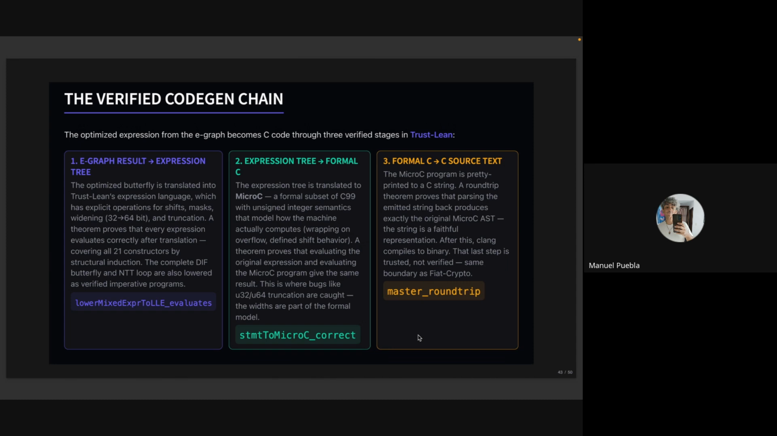So the optimized code that an eGraph produces is then translated into something that has to do with low-level expressions, okay? We have a theorem that proves that every expression evaluates correctly after translation, covering all the constructors that we considered. We have a theorem that's called lower mixed EPS to LLE evaluates. Not a very nice name.